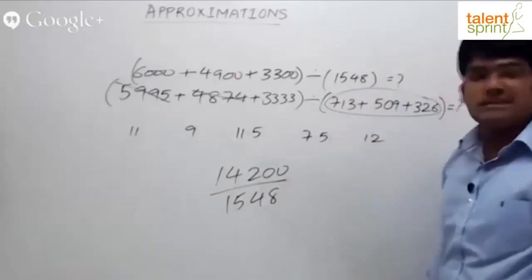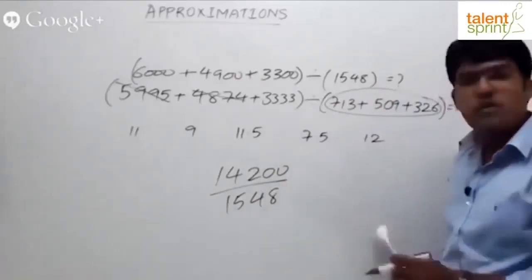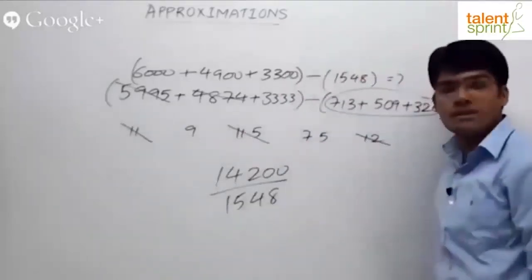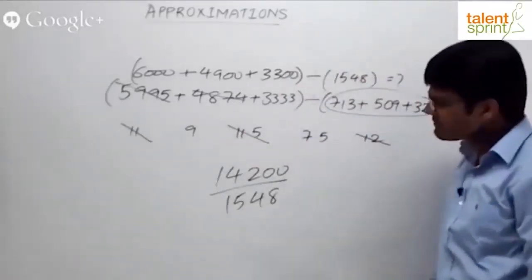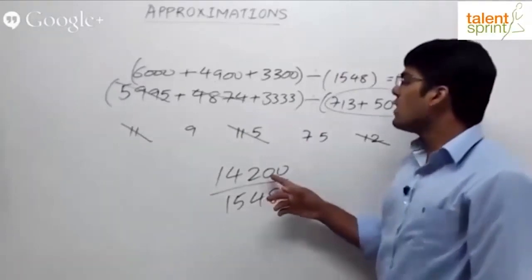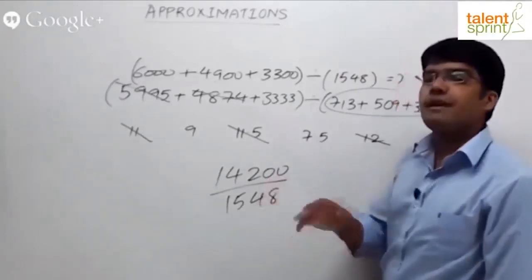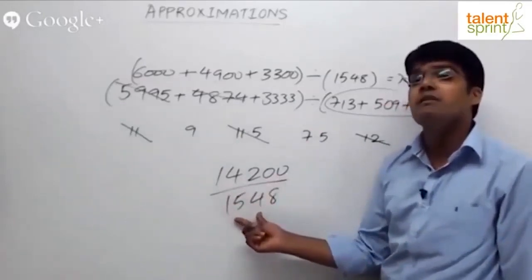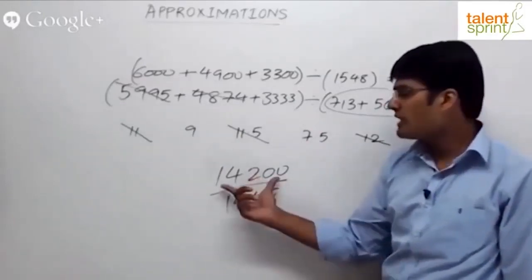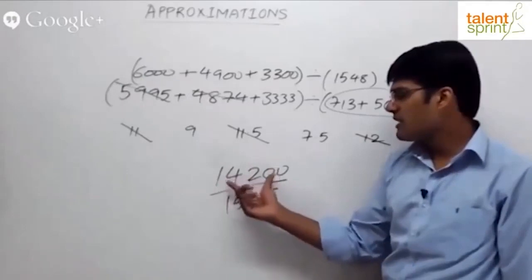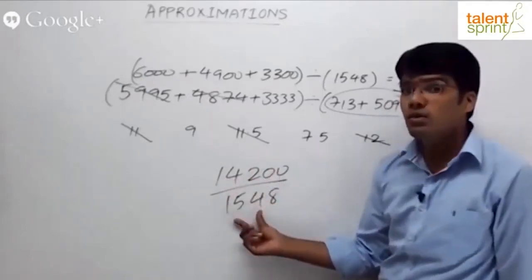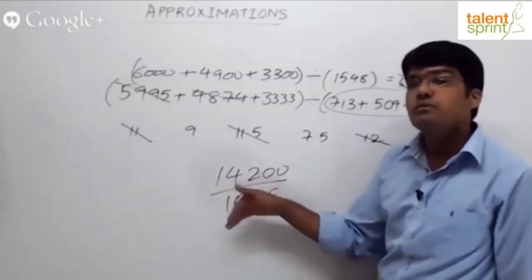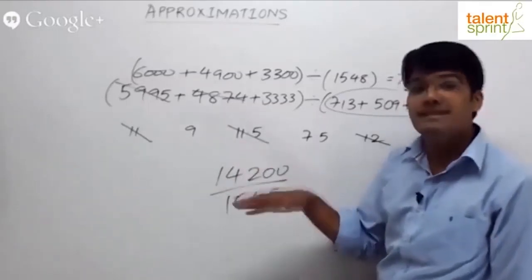Now the moment you see this 14,200 divided by 1548, you will know that first option, third option, and fifth options cannot be the answers. Tell me why. 14,200 divided by 1420. Just try to understand. If the denominator is 1420, it will be equal to 10. 14,200 divided by 1420 will be equal to 10. Actual denominator is more. When the denominator is more, value will be less. That means answer should be less than 10.